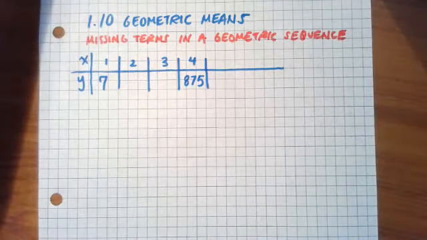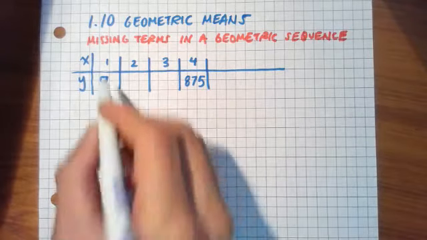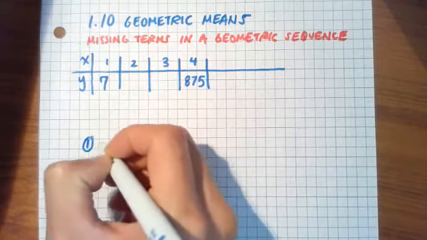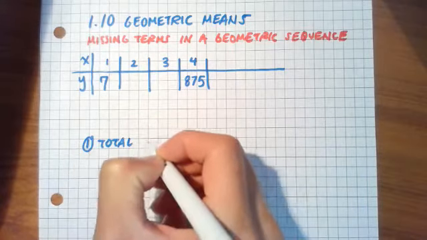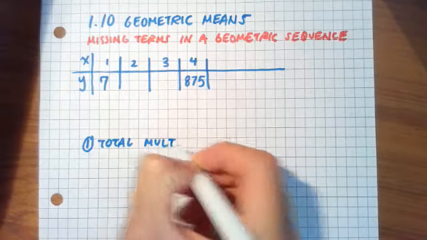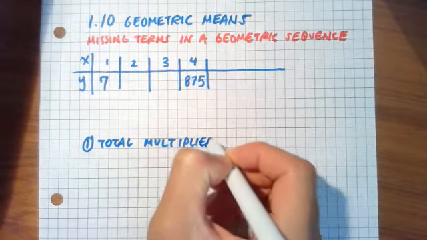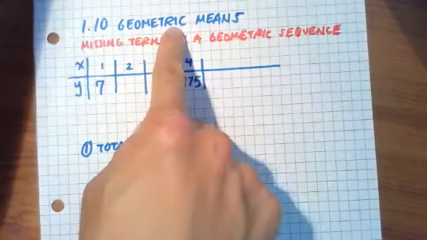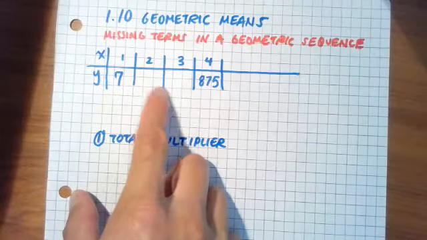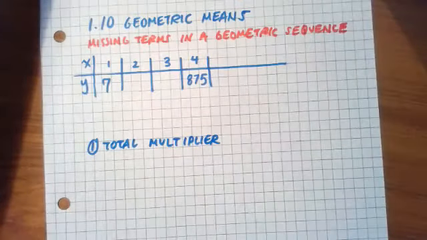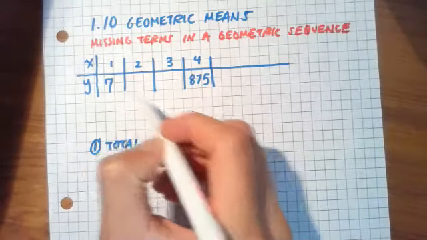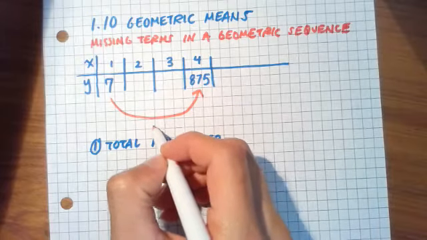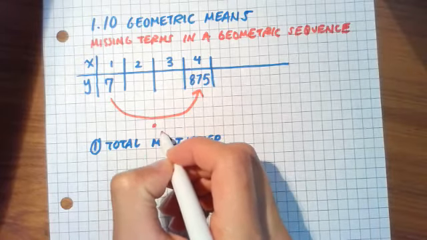One way is to figure out what is the total multiplier. Because this is a geometric sequence, we're using a constant ratio. It's multiplying each time. So I want to figure out first to get from 7 all the way to 875, what am I multiplying by? I'm multiplying by some number.